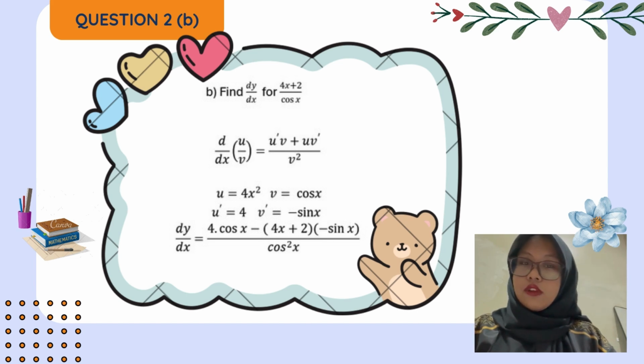Therefore, the final answer for the derivative is dy/dx equals 4 times cos x minus 4x plus 2 negative sin x over cos squared x.